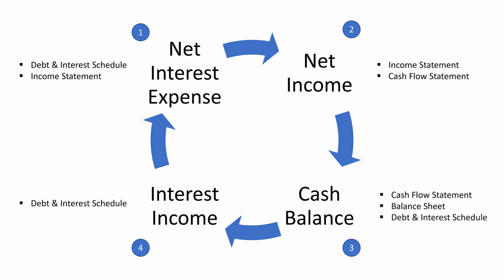So our net income flows to step 3, our cash balance, which first shows up on our cash flow statement, then is linked to the top of our balance sheet, and then is used by our debt and interest schedule. And there, moving to step 4, that cash balance contributes to our interest income. The average balance of cash on our debt and interest schedule is what produces that interest income. And then finally, our interest income flows back into our net interest expense back to step 1. So you can see how this creates a circular calculation that flows into itself and comes to a final number iteratively.